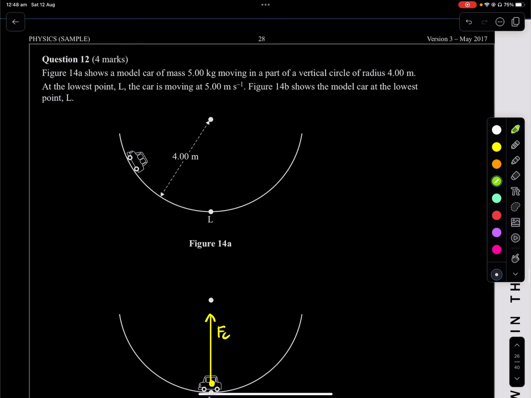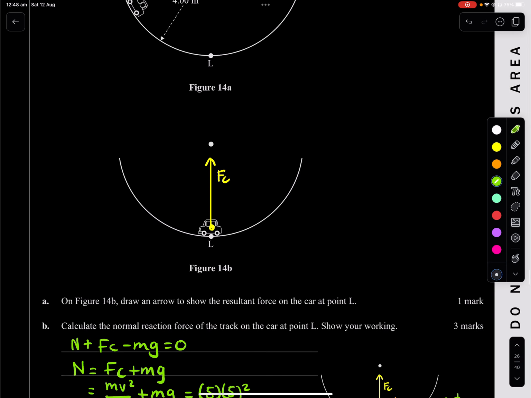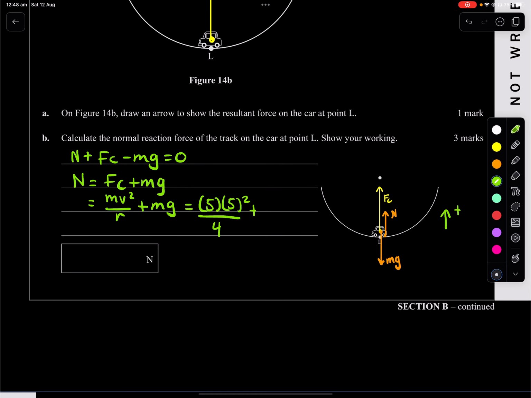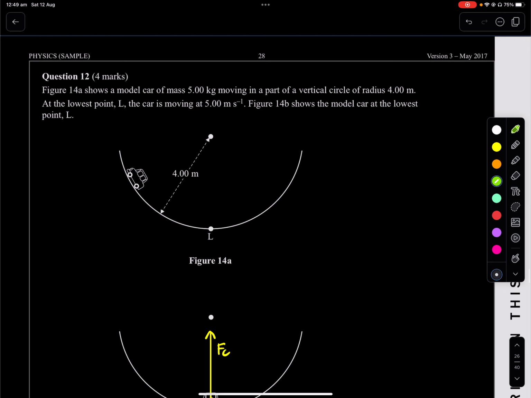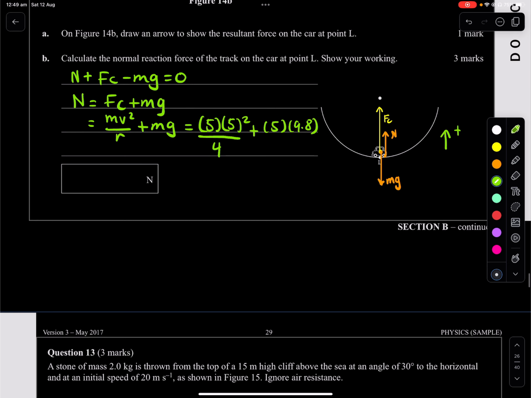Your velocity of the car is 5 squared over your radius, which is 4, plus 5. Your g is 9.8. Doing all of this should give you what? So 5 squared over 4, plus 5, times 9.8. That gives you a total answer of 80.25. But to what significant figures? 3. So, 80.3.